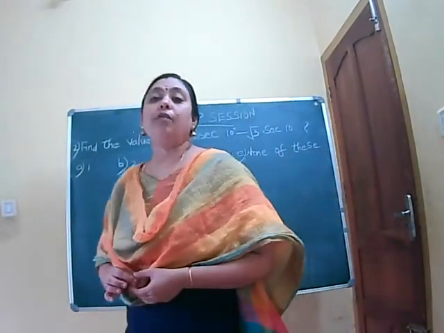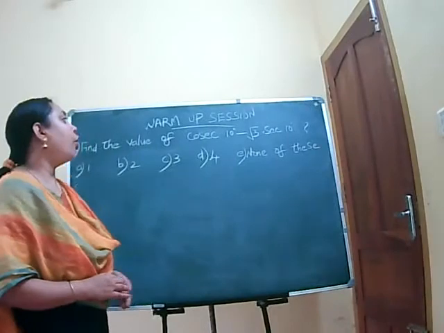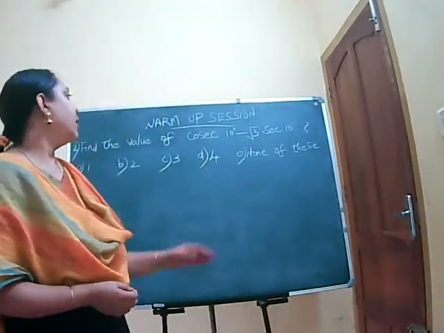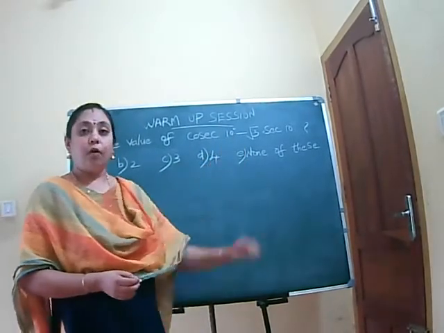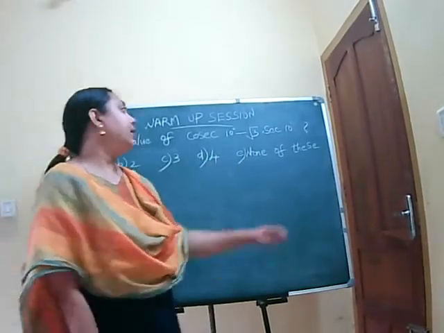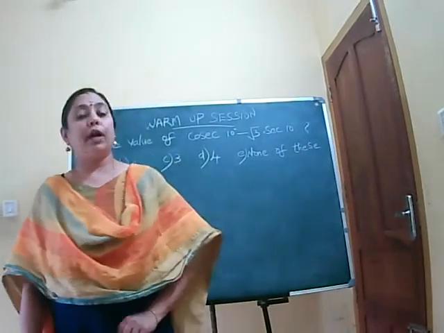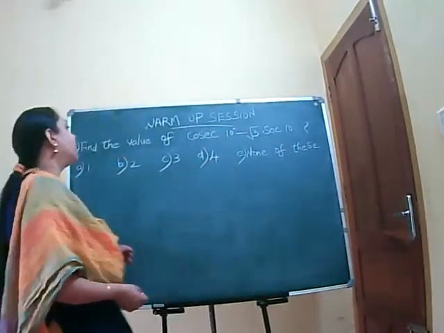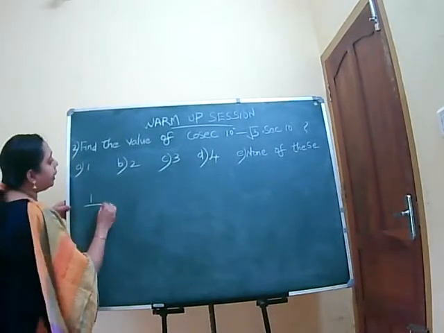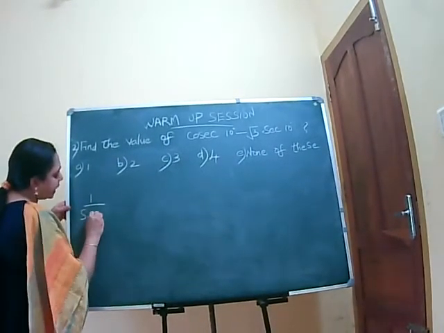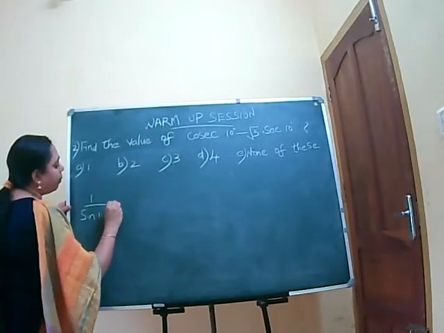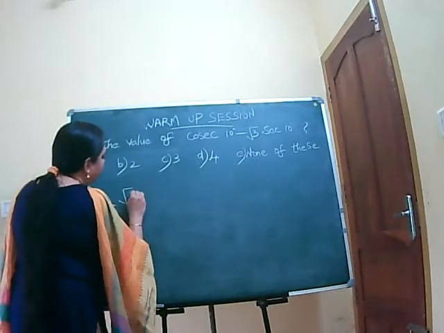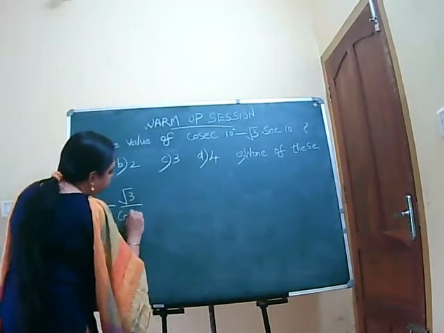Here we have to find the value of this trigonometric expression. We know that cosec theta is 1 by sin theta and sec theta is 1 by cos theta. So this question becomes 1 by sin 10 minus root 3 by cos 10.